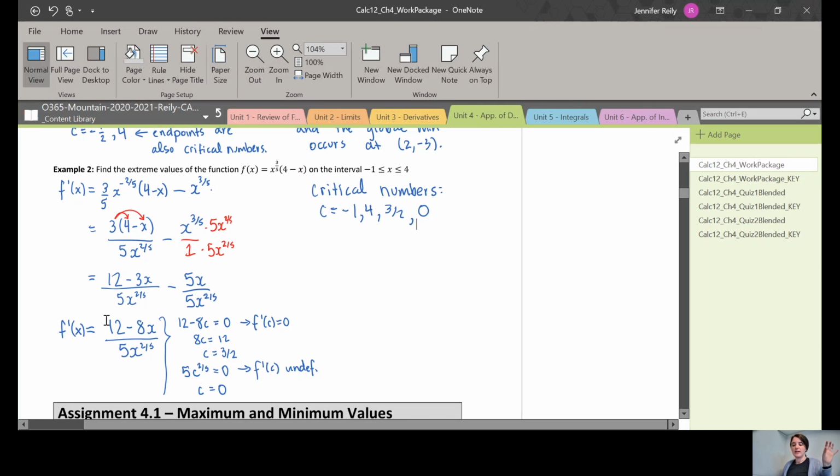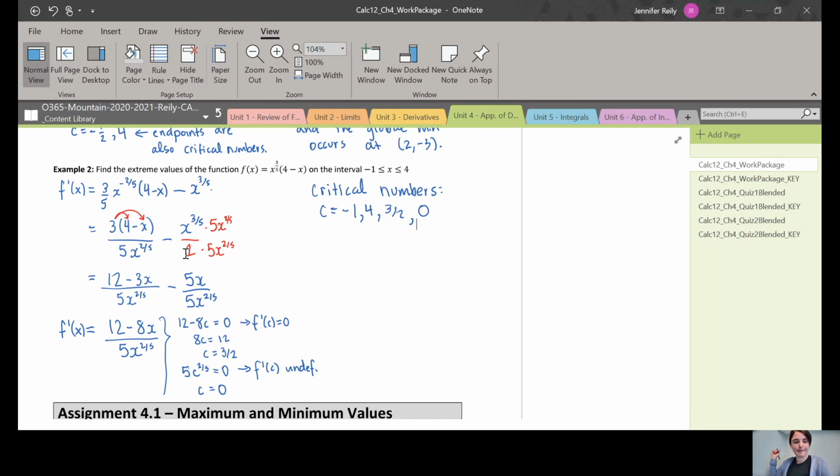Okay, again, if you have a fraction, the numerator being 0 means the entire fraction is going to equal 0. The denominator being 0 means the fraction is going to be undefined. So if your derivative comes out as 2 separate fractions, it's a really good idea to combine it into one fraction, and then you can find the critical numbers much more easily.